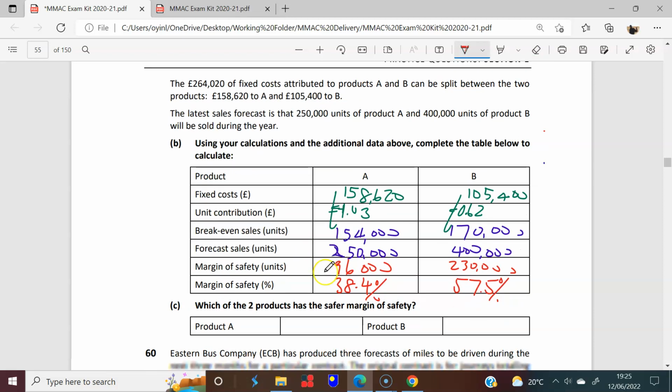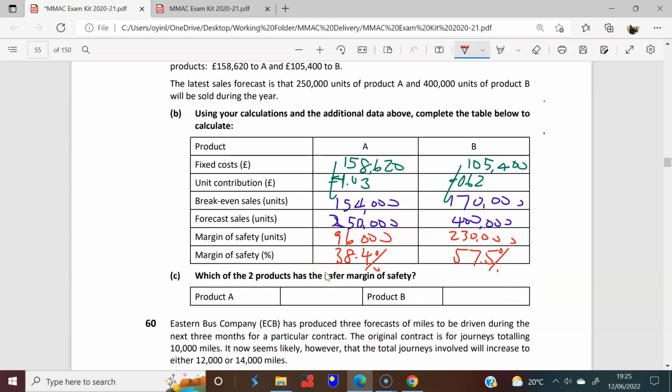And so, of course, the product with the safer margin is the one with the higher margin of safety, and therefore that is product B, the one with the higher distance away from its break even. Cool, great stuff. And that is question 59.